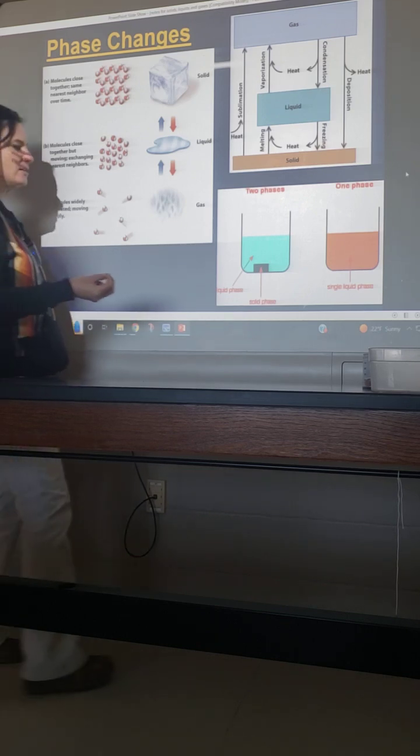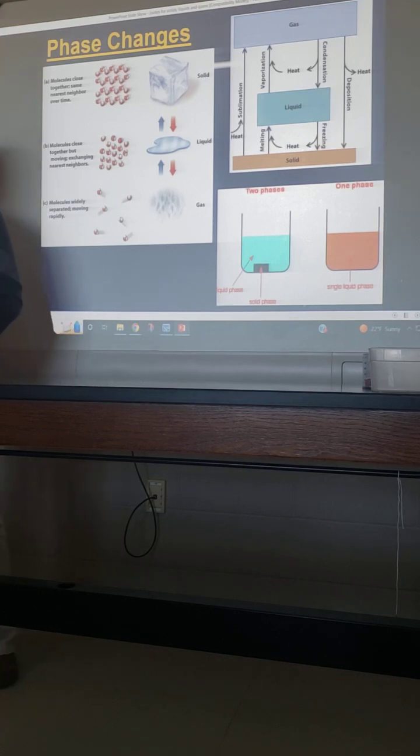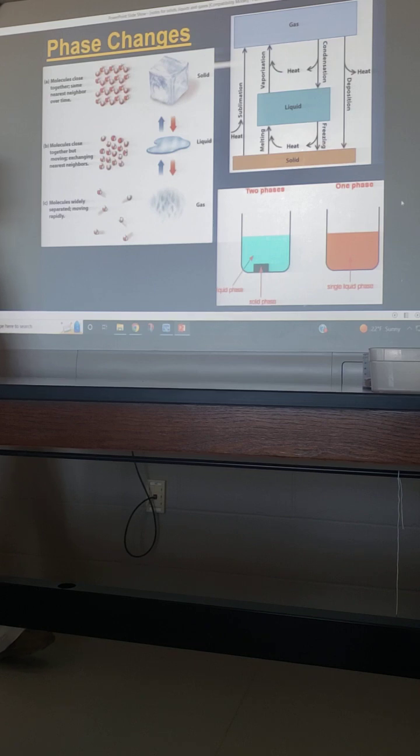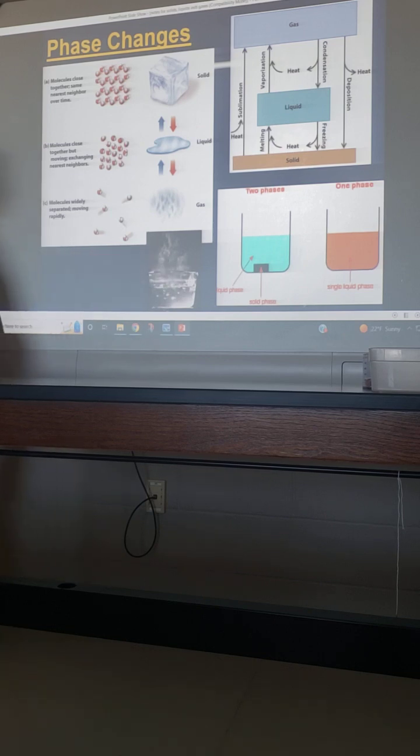So when two phases are present, like a solid and a liquid, that's an indication that a phase change is taking place, okay? If there's just one phase, then it's not going through a change. Here you can visibly see two states. I see gas and I also see the liquid. So this is undergoing a phase change.